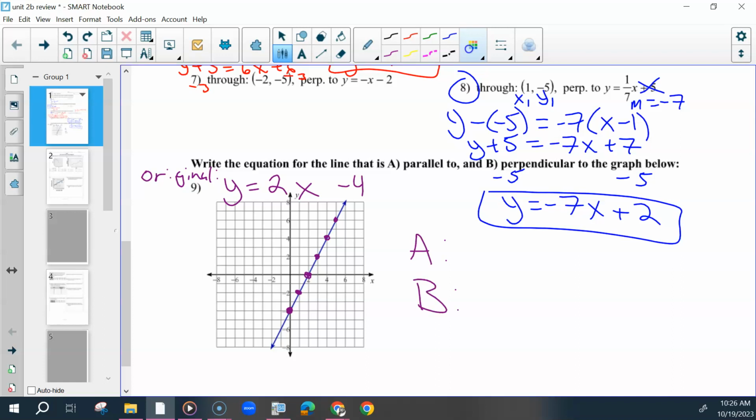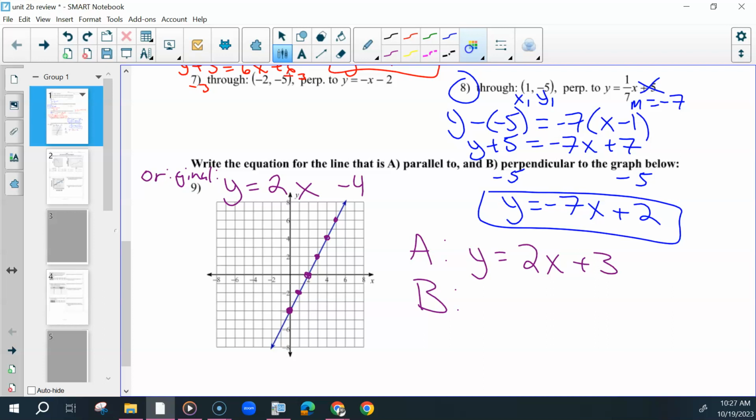So if it's parallel, the slope is going to be the same. So it's going to start off the same. Y equals 2x. The y-intercept has to be different. Give me a different y-intercept. Sure. And that would be parallel to the first.